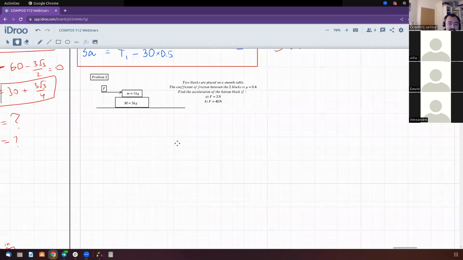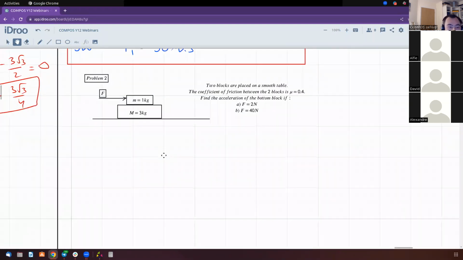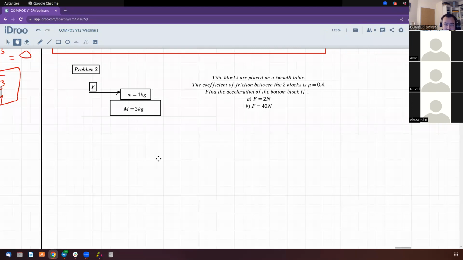Problem 2 is somewhat simpler. Two blocks are placed on a smooth table. The coefficient of friction between the two blocks is 0.4. Find the acceleration of the bottom block if F equals 2 N, and if F equals 40 N. Let's have a look. Let's label block 1 and block 2. Block 1, the force is acting. We draw the block, so we follow the same algorithm.